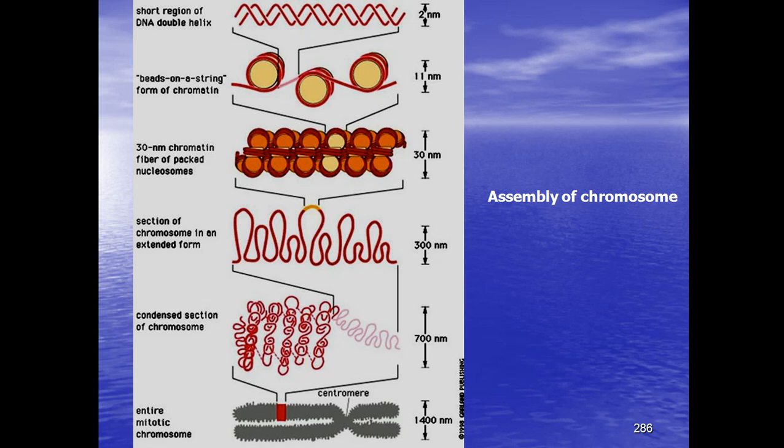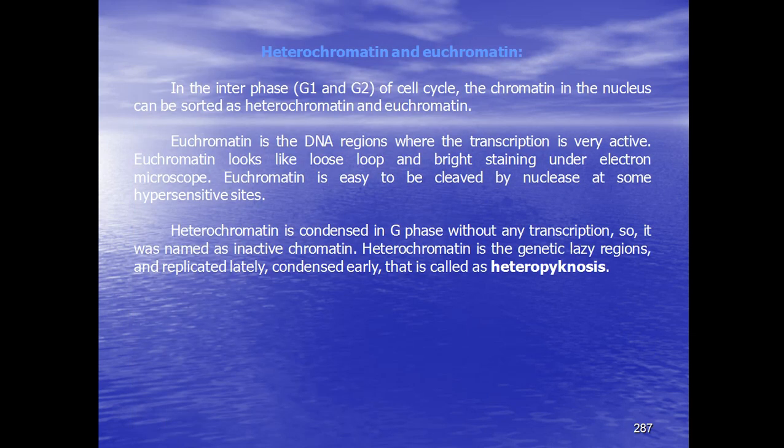If you go back to the ultrastructure, you have to go back to the nucleosome, the beaded appearance. Yes, have you understood this also? Coiling pattern?